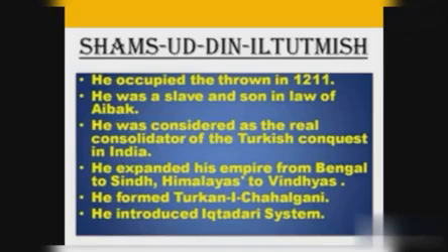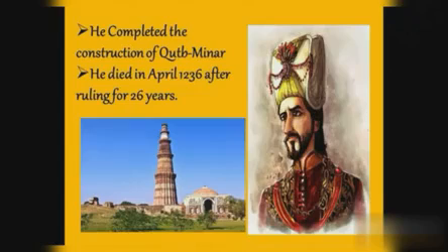Iltutmish introduced the Iqta system. Iltutmish granted Iqta, meaning land, to members of his army. Iqta is the land granted to army officials in lieu of a regular wage. The Iqta holder is called the Iqtadar or Muqti, who had to provide the Sultan with military assistance in times of war. Iltutmish completed the construction of Qutb Minar started by Aibak. Iltutmish died in April 1236 after ruling for 26 years.